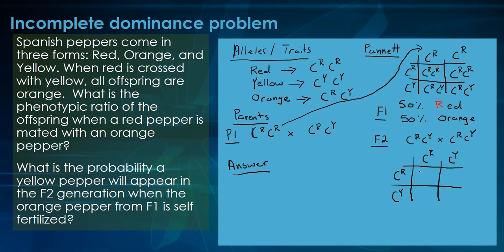Alrighty, let's make the offspring. We're combining our gametes. We're going to get a red. We're going to get an orange. We're going to get another orange. Remember the question asked about what's the chance of yellow. So let's see. Ooh, what's going to happen down here? Here we go, CY CY. One-fourth of those offspring are expected to be yellow. There we go, we've got both parts of our question answered. One-fourth or 25% are going to be yellow.